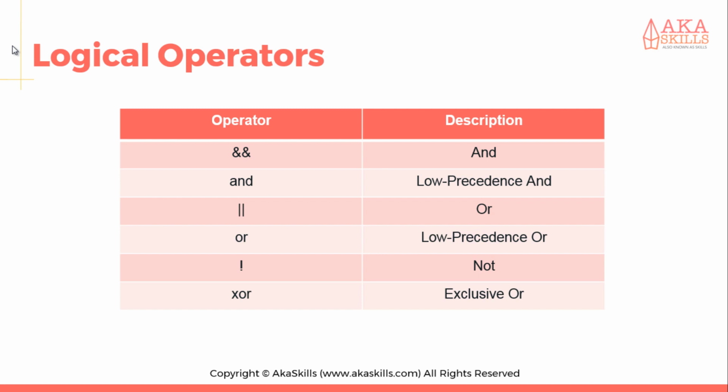I'll move over to the OR. You notice they are also of two types. One has higher precedence than the other. Now, what this OR simply does is it tells the computer that, okay, you have decisions to make. You are given these conditions. So far, one of the conditions is true, then you can return true.